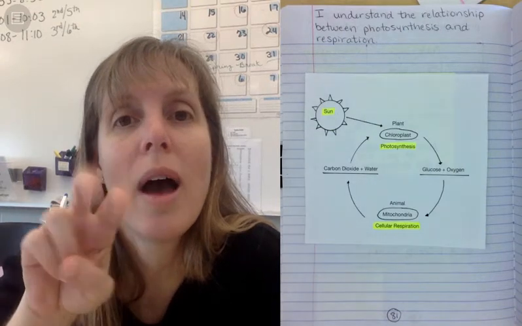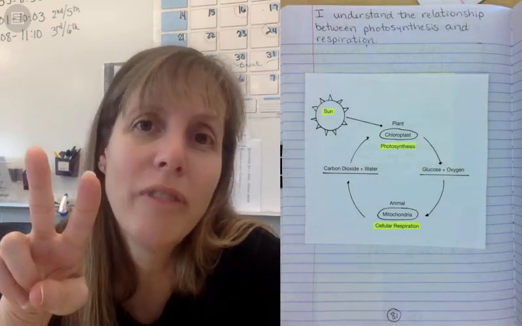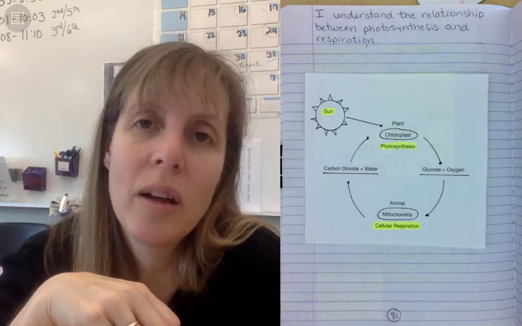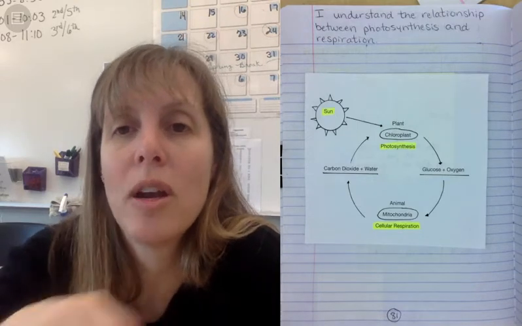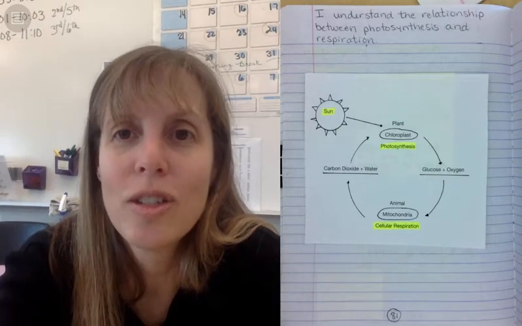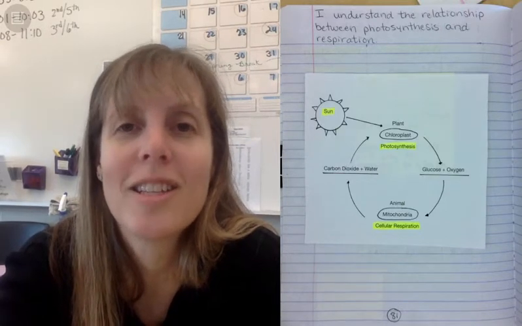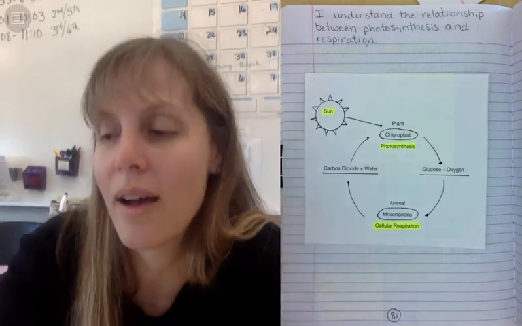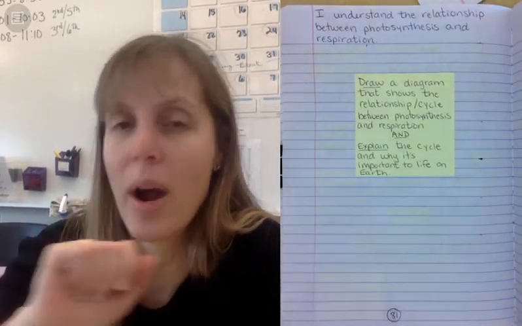All right, you have 2 notebook pages to do, a video, a site to look at, a site that I read to you, and then you need to submit notebook page 81 when you've put together your diagram to show the relationship between photosynthesis and respiration, and when you have explained the cycle and why it's important to life on Earth.